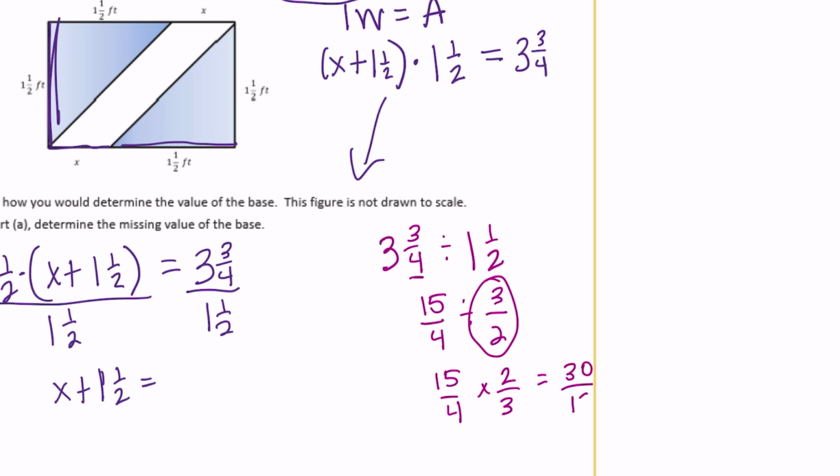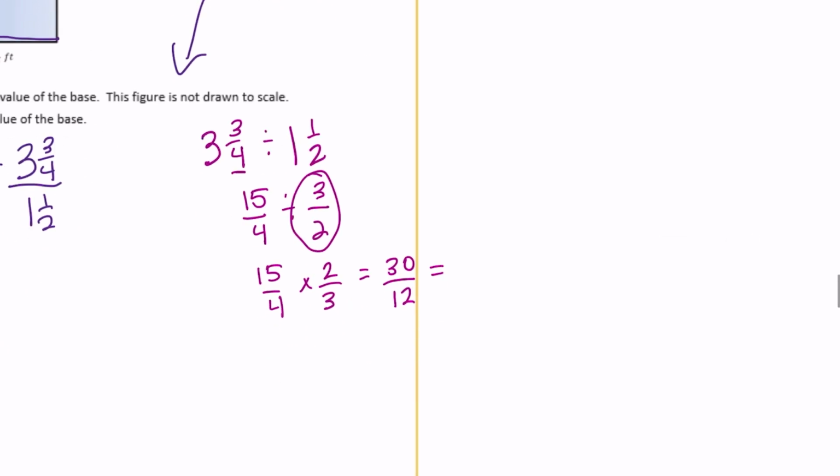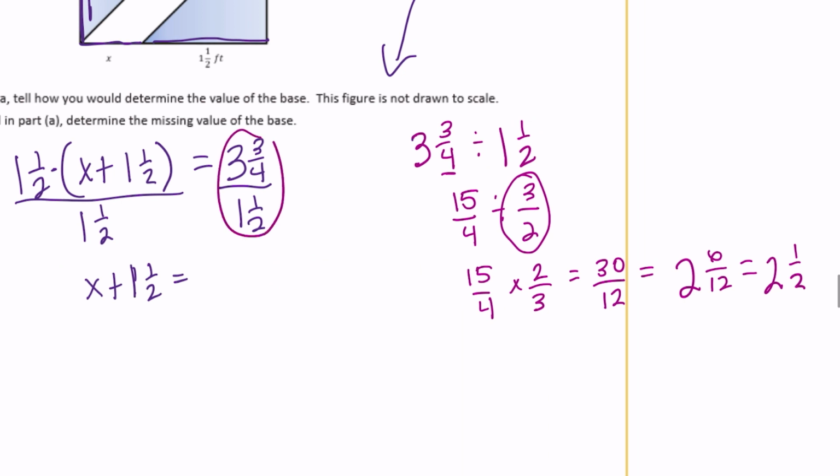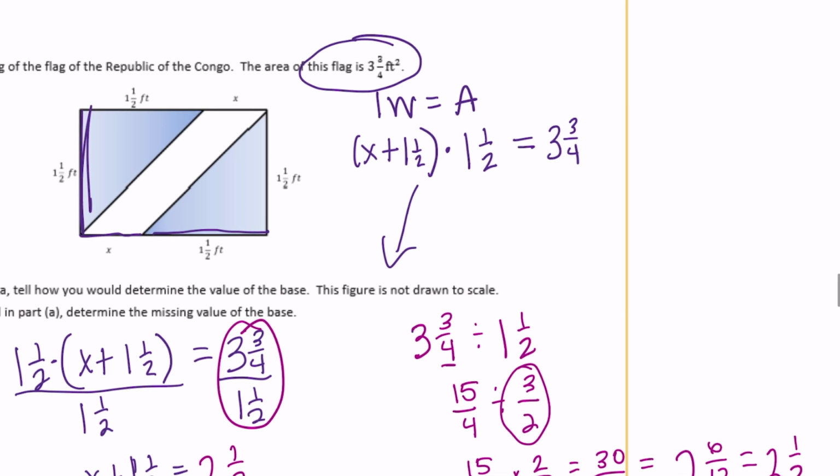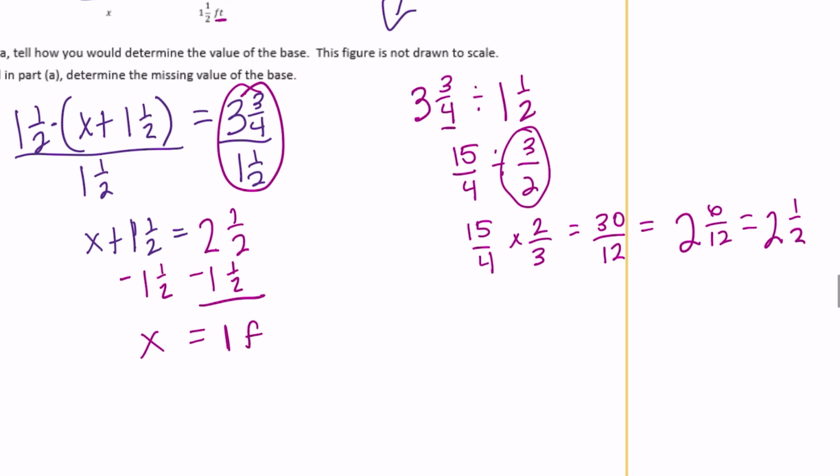We get 30/12. 12 goes into 30 twice. It's 24. 30 minus 24 is 6/12. So 2 6/12, which is equal to 2.5. So we have x plus 1.5 equals 2.5. So now I want to get x by itself, so I'm going to subtract 1.5. And 2.5 minus 1.5 is 1. So that means x is equal to 1. And it looks like we're talking feet. So x is equal to 1 foot.